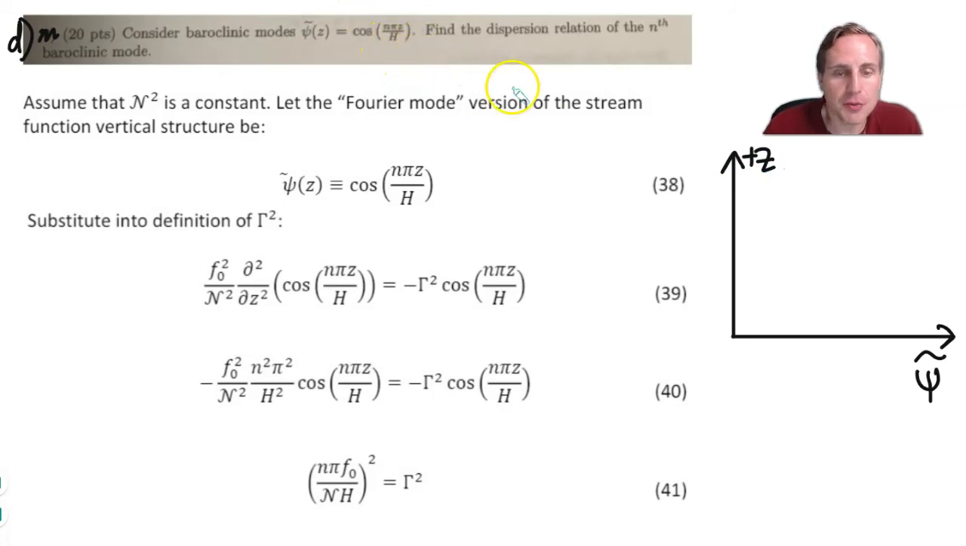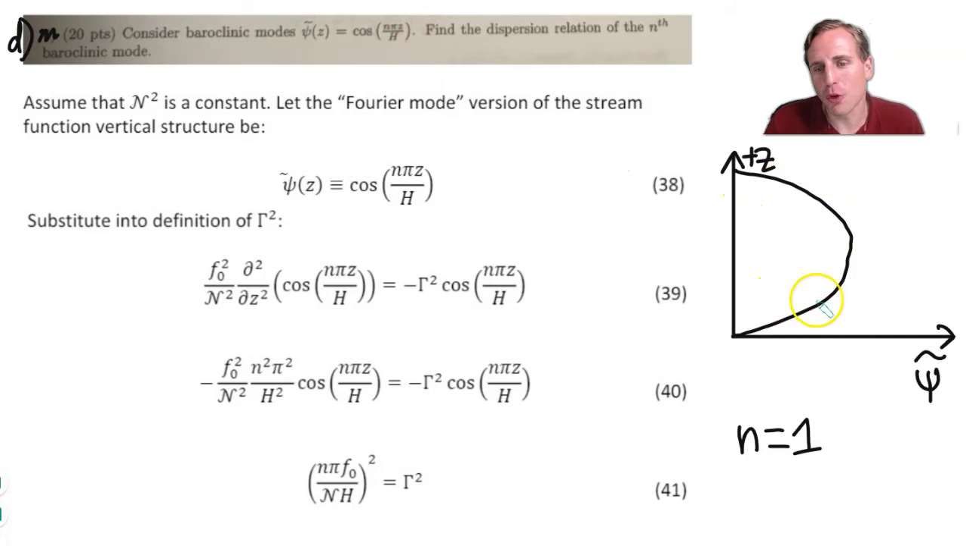Suppose you have the first mode. So let's do first n equals 1. We don't want to do n equals 0 because cosine of 0 is 1, and so that's not really much of a mode. But if n is 1, what that means is you have a pure single cosine wave.